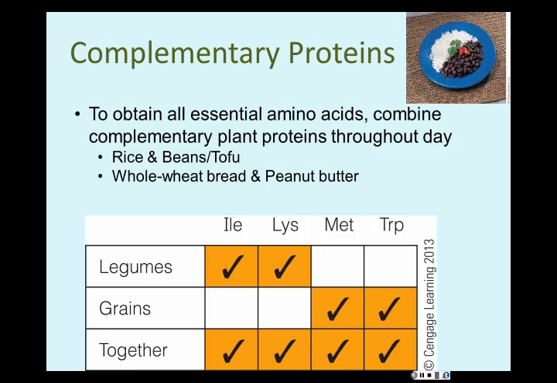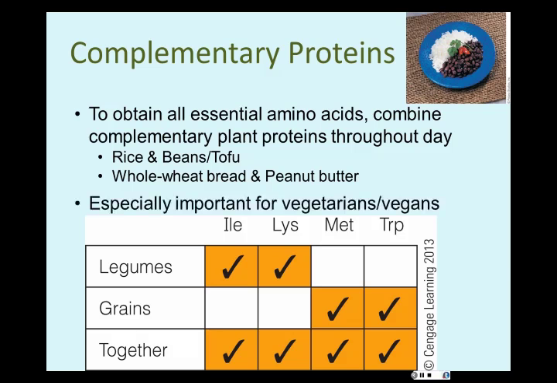Vegetarians can receive all the amino acids they need over the course of a day by consuming a variety of whole grains, legumes, seeds, nuts, vegetables. So, rice and beans with tofu, whole wheat bread and peanut butter. Those are just a couple examples.